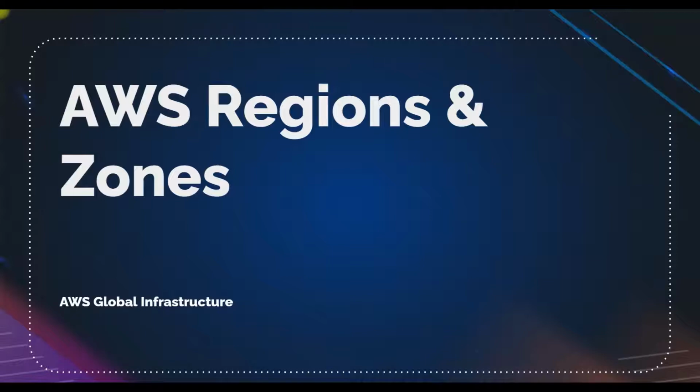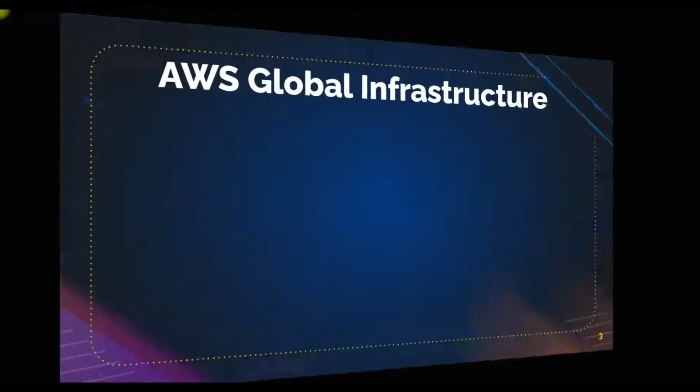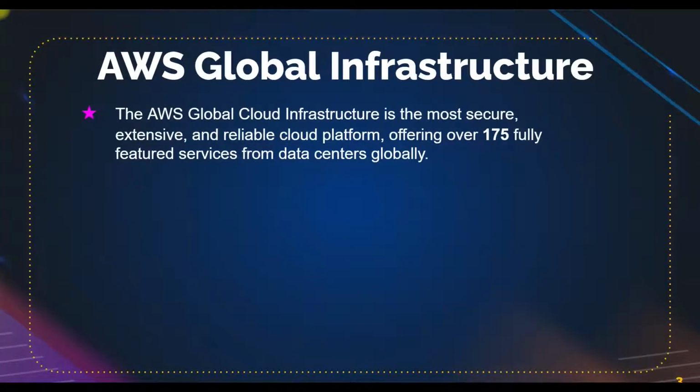So it's huge. I'm going to show you nice diagrams and a 3D view of the globe to make you understand how it is spread. AWS claims that its global infrastructure is the most secure, extensive and reliable cloud platform. And currently, as I'm speaking, in December 2020, it has 175 fully featured services. That's too many services. I'll go through the services, not all of them, but I will help you understand how these services are distributed for different categories.